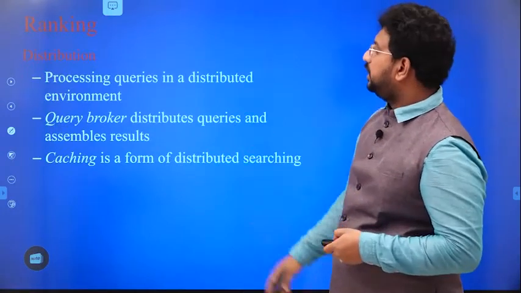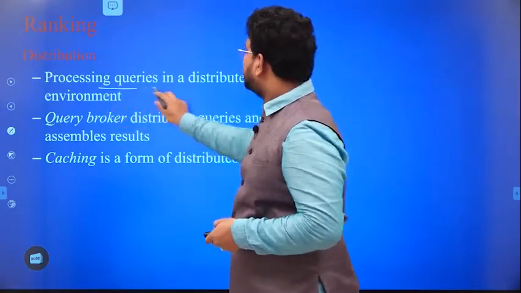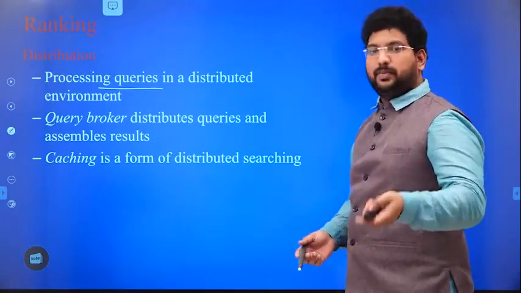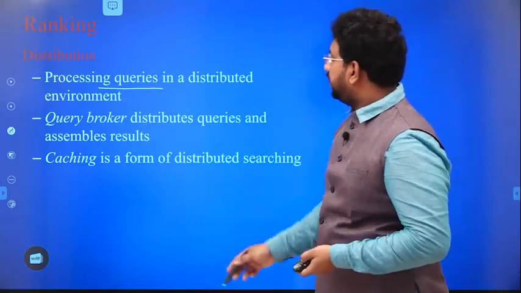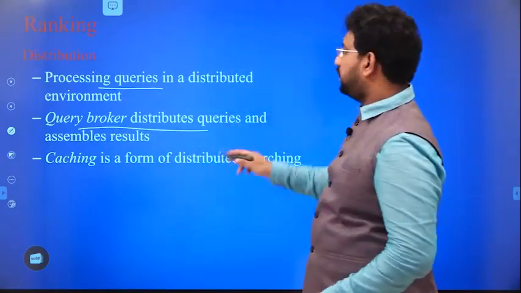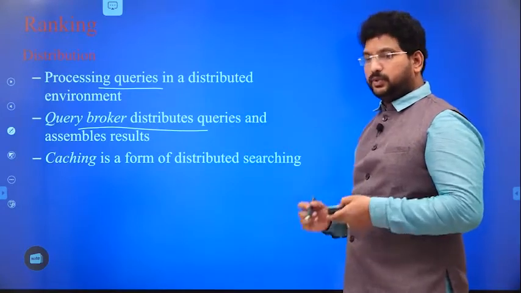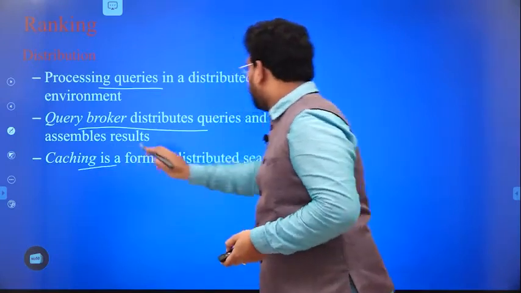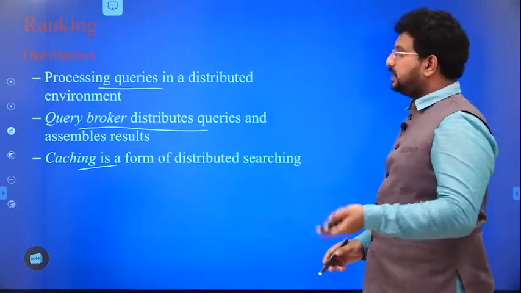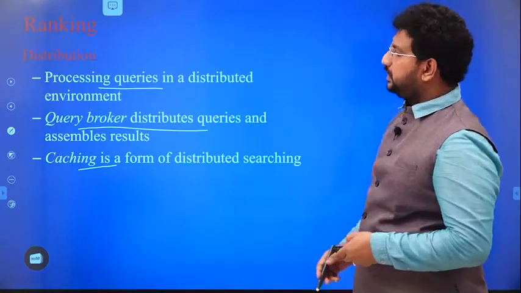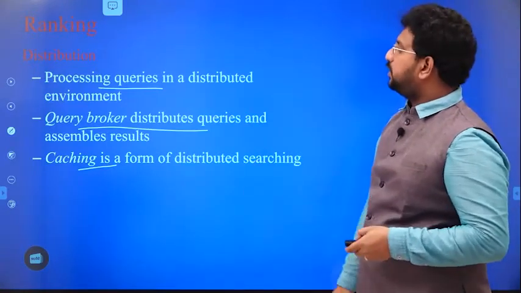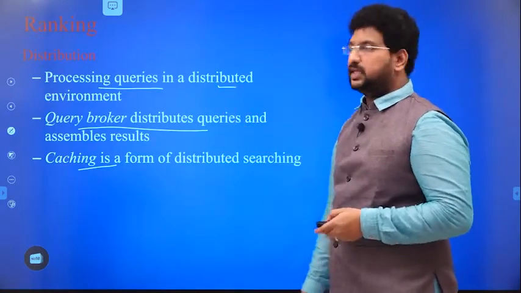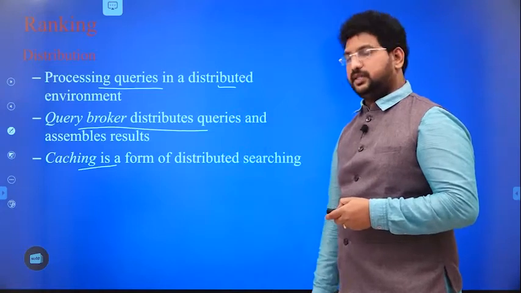And distribution, the third component, is processing queries in a distributed environment. All the queries will be processed in the distributed environment. Here the query broker distributes the queries and assembles the results. Caching is a form of distributed searching. This is about distribution, processing queries in a distributed environment, and this is the main responsibility of the distribution.